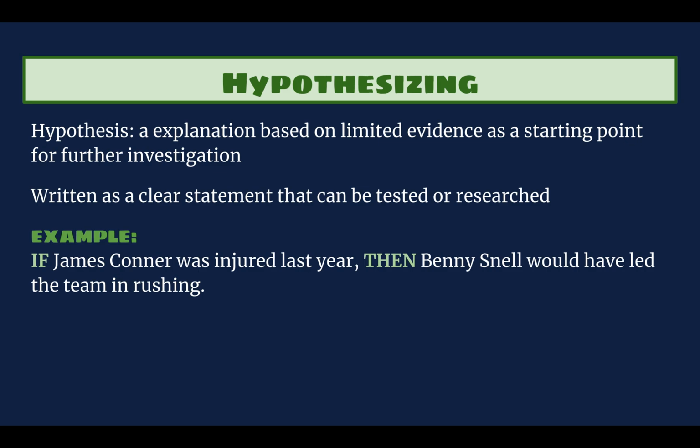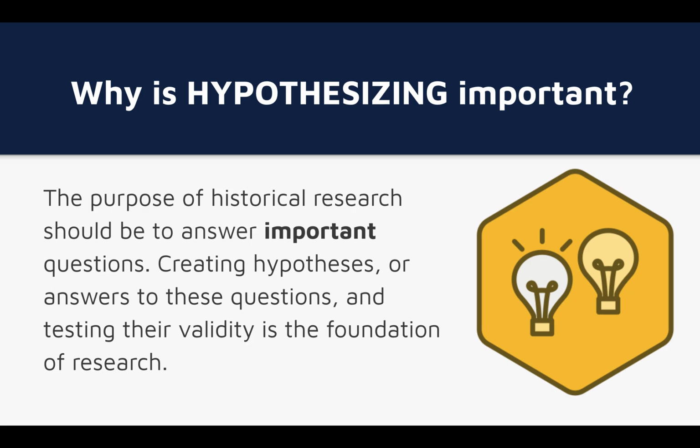So here's a Steelers example for you. If James Conner was injured last year, comma, then Benny Snell would have led the team in rushing. So it's an if-then statement, and it's an explanation based on the evidence that I have. Why is hypothesizing an important skill? Because it helps us to research the past. Hypotheses help us think of important questions and how we might answer them. They also help us to test the questions that we might have.